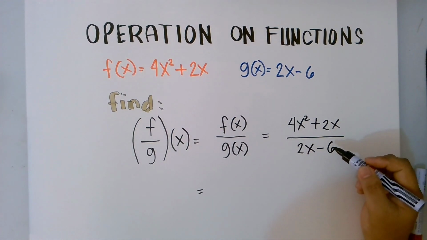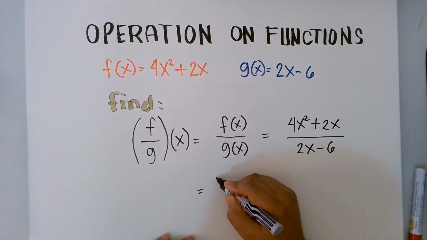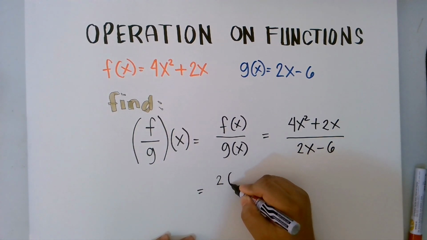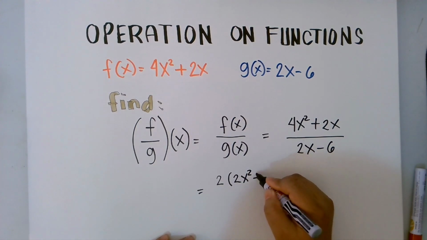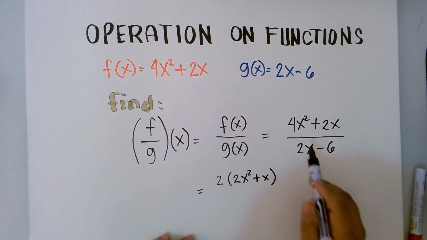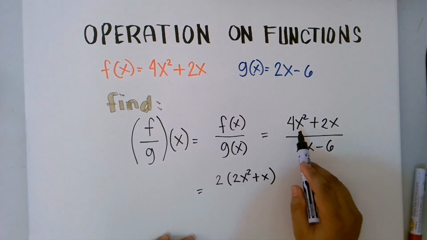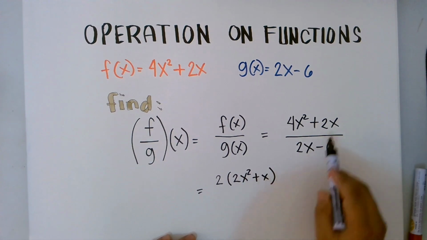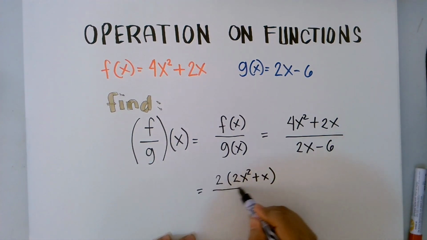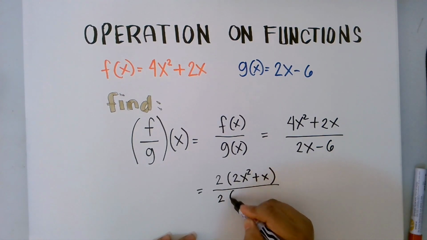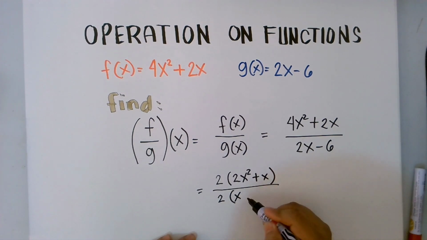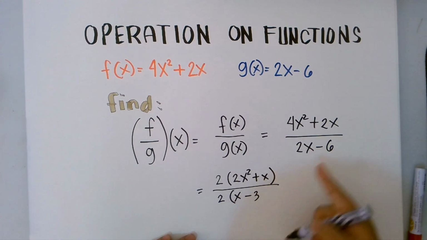4x squared plus 2x. Ang common monomial factor nito ay 2. Actually, pwede rin siyang 2x. Kaya lang wala siya magiging kaparehong factor sa baba, kaya 2 na lang yung ginamit natin. So 2 times 2x squared will be 4x squared, and 2 times x is 2x. Okay? Kasi nga dito sa denominator na 2x minus 6, ang common monomial factor nilang dalawa ay 2 lang din. So 2 times x is 2x, and of course, that's 3. So 2 times 3 is 6.